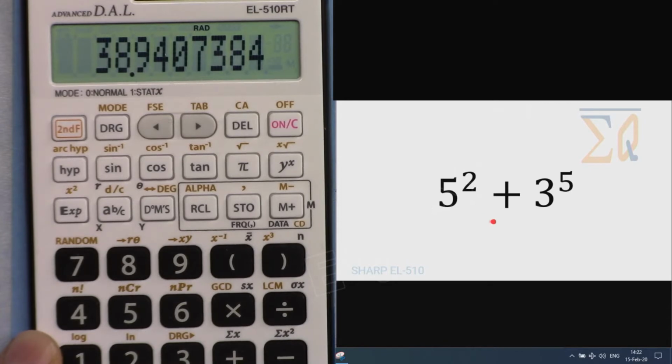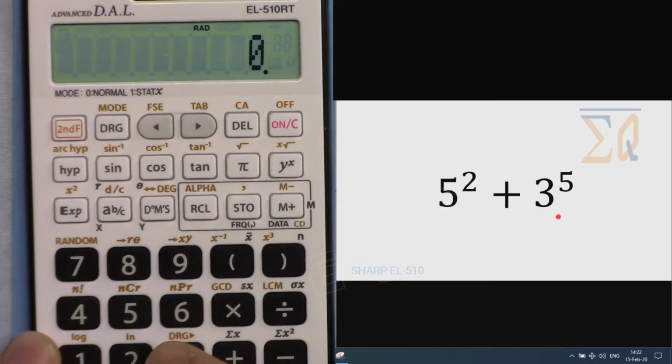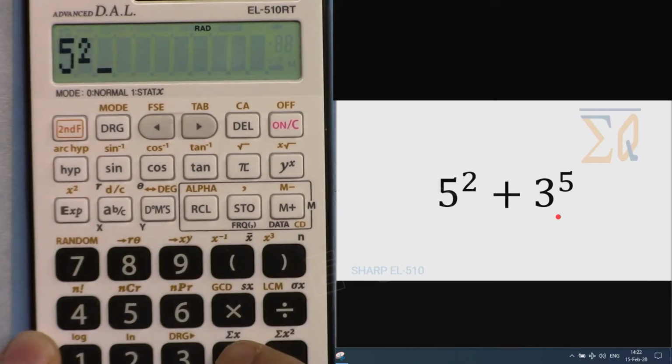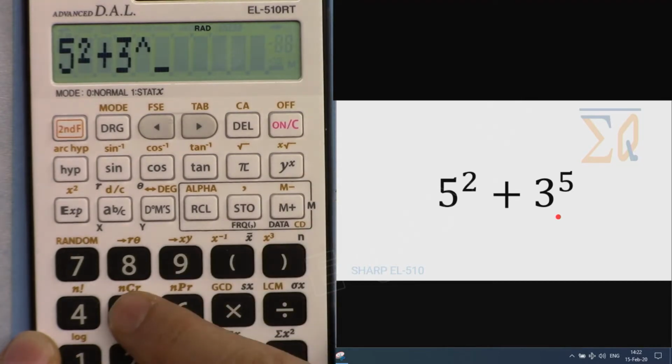Now if you have 5 squared plus 3 to the power 5, you will do it this way, as easy as that. 5 and then squared plus 3 to the power 5.